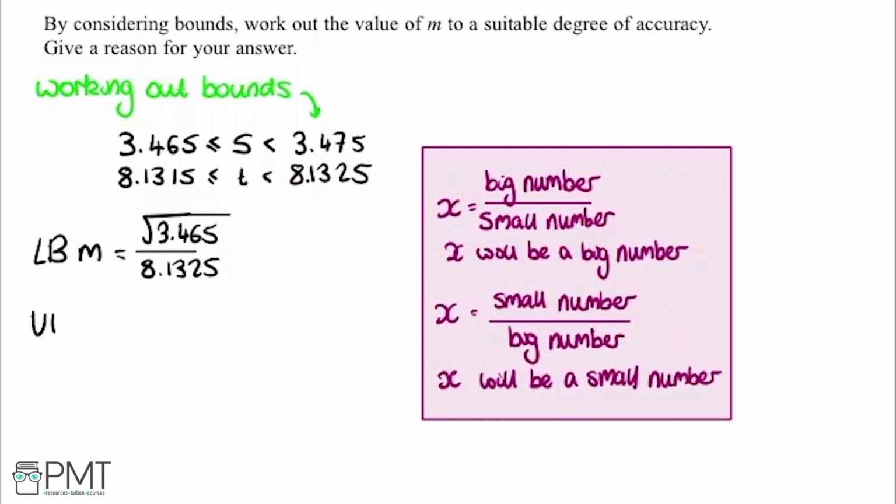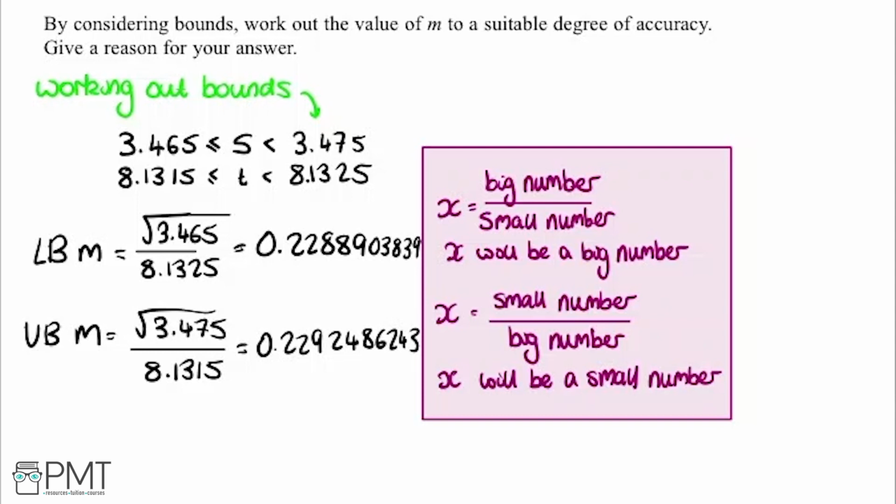And we're going to do the same for the upper bound of m. So using the same logic, to get the biggest possible number for m, we want the biggest possible number on top. So that's going to be 3.475. And the smallest possible number on the bottom, so it's going to be 8.1315. What we do is pop those into the calculator to see what we get.